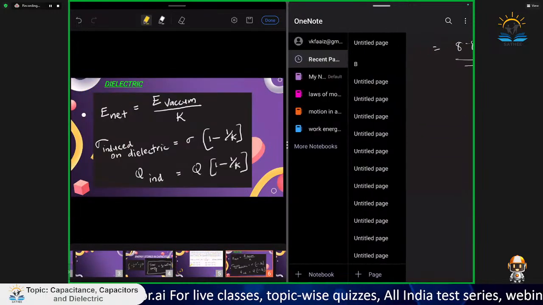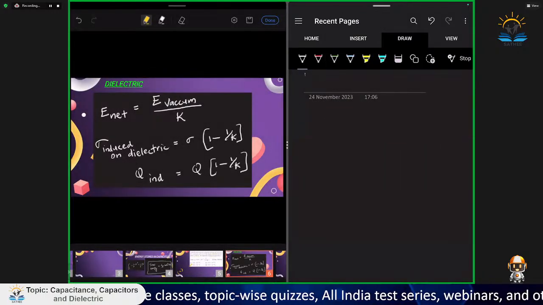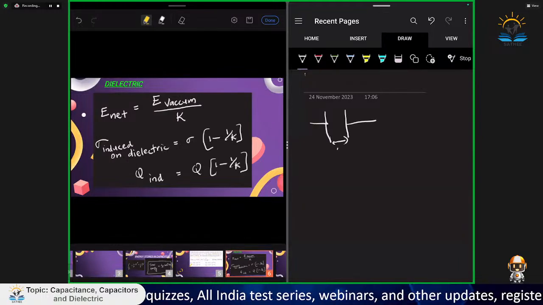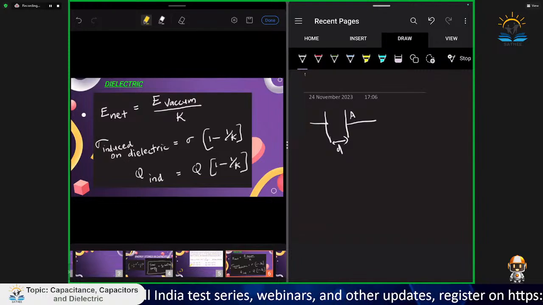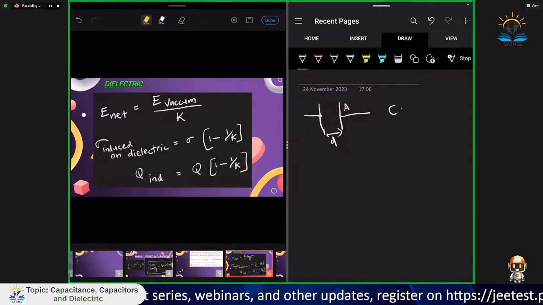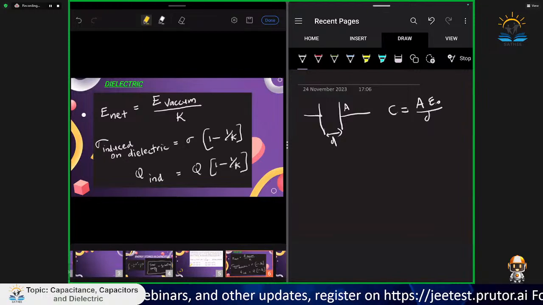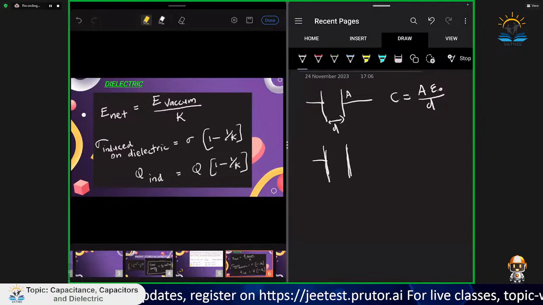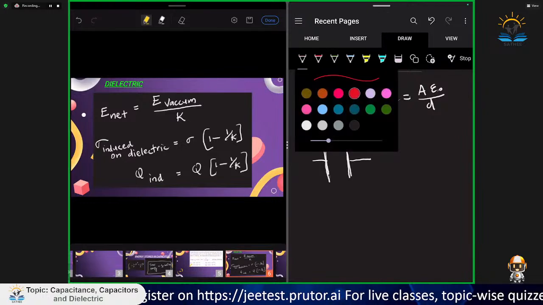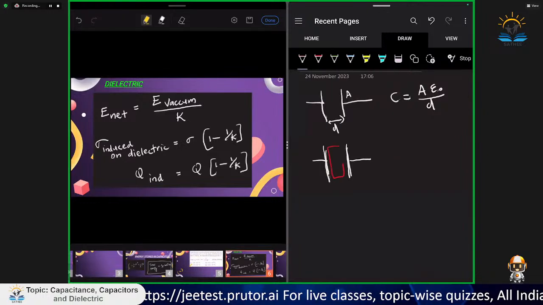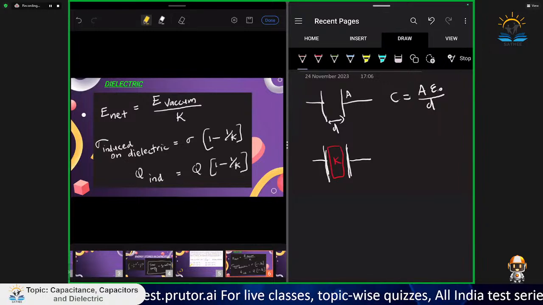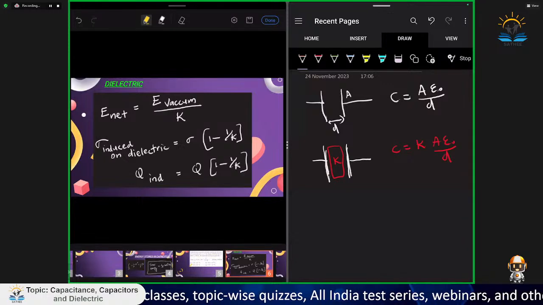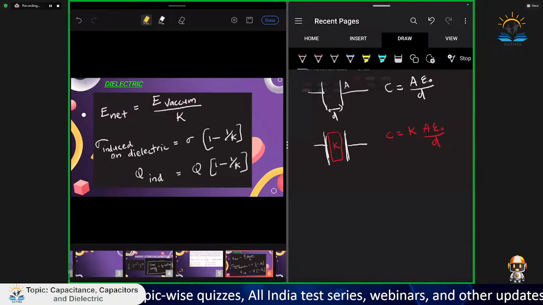Next we can talk about dielectric. What if? See, a parallel plate capacitor separated by distance d, and the area of each plate is A. Suppose vacuum is present between the plates, then the capacitance is A epsilon upon d. Easy, no doubt. Here, I inserted a dielectric having dielectric constant K. Then the capacitance will be K times A epsilon upon d. Easy.